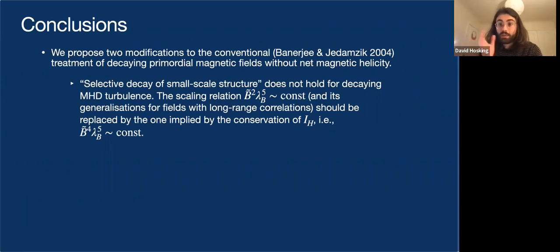This was shown numerically by Brandenburg, by Zrake, but what I want to say is that the scaling relation that is implied by that and its generalizations for the fields, this is coming back to Tanmay's question earlier, should be replaced by the one. This is sort of the missing law. This scaling relation should be replaced by the one implied by the conservation of I_H, which is this B^4 λ^5 is constant.